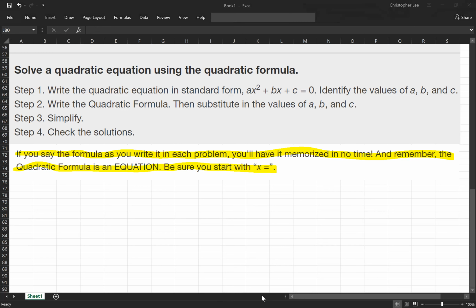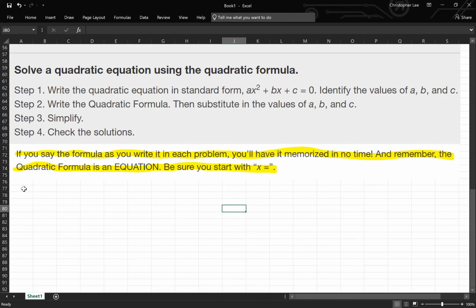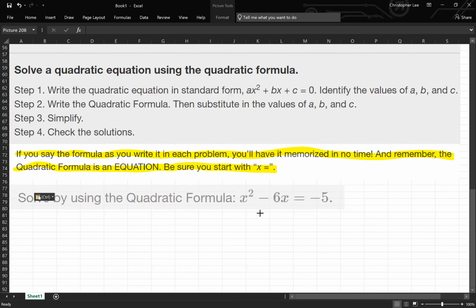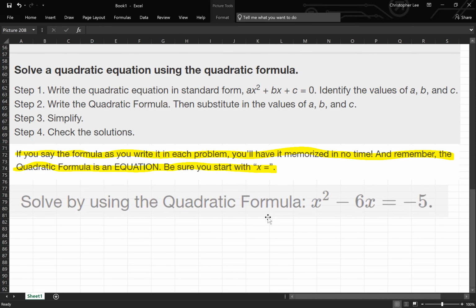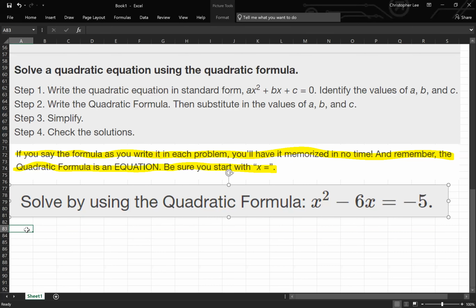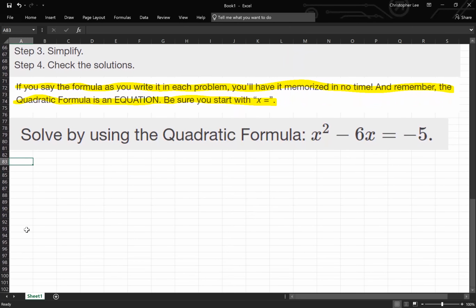So let's look at this example right here. It's mad simple, but I guarantee somebody is gonna make this mistake. I don't know who it is. Somebody is gonna make this mistake. It's probably somebody that's not here right now.